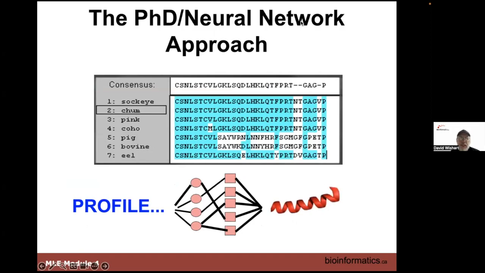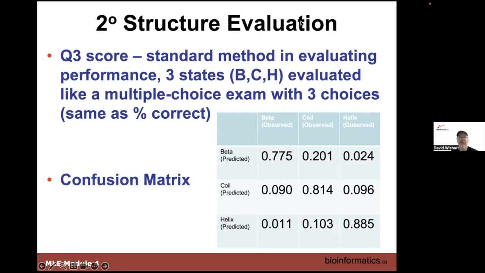Then in the 80s, someone decided to finally apply neural nets to it. It was part of their PhD. The person who developed it was named Burkhard Rost, so it was his PhD thesis. He applied a neural net, and he applied multiple sequence alignments. And he found that he could get really impressive results at the time, something around 72-73% correct.